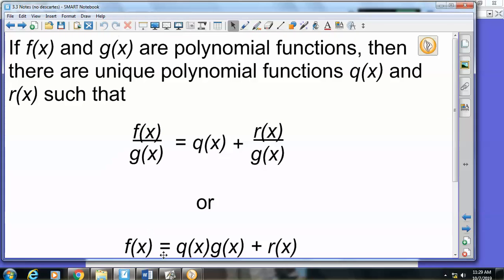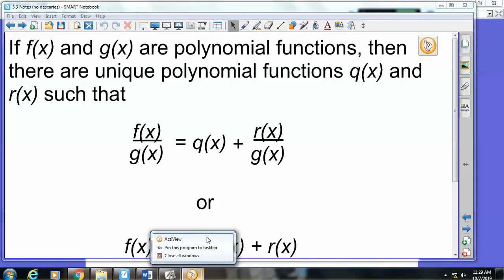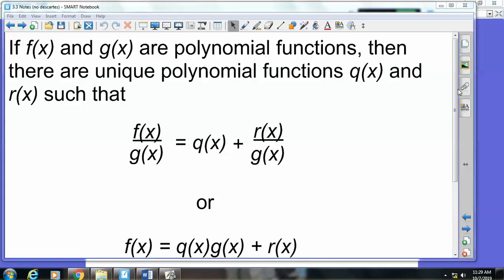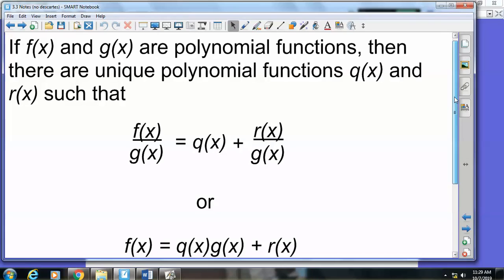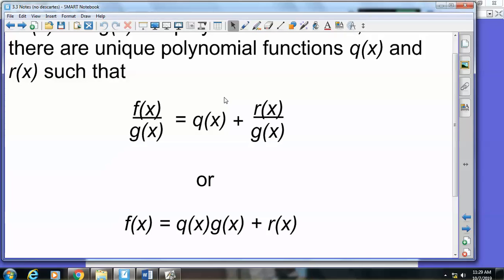This was that box at the very top of the other handout. Basically it says if you have 2 polynomials, you can always divide them and get a quotient and a remainder when you do that. Terminology: f of x is what's called the dividend, g of x is your divisor, q is your quotient, r is your remainder. You've heard those terms before, hopefully.